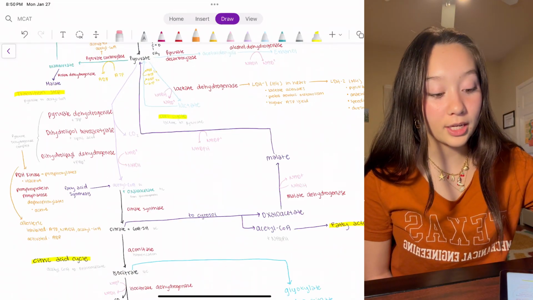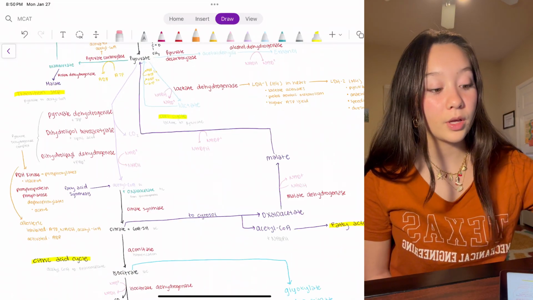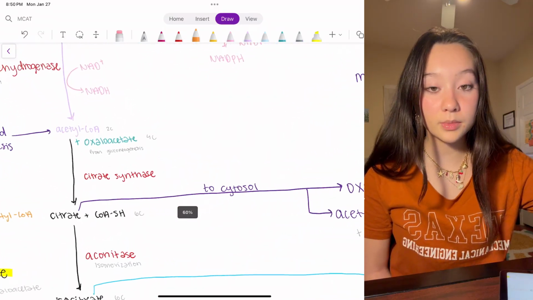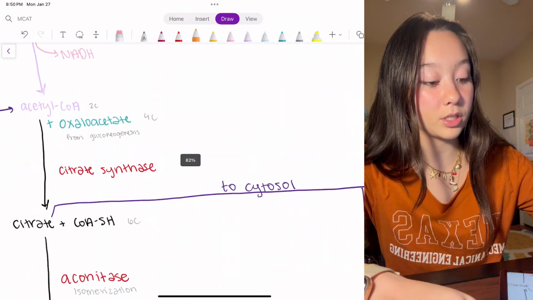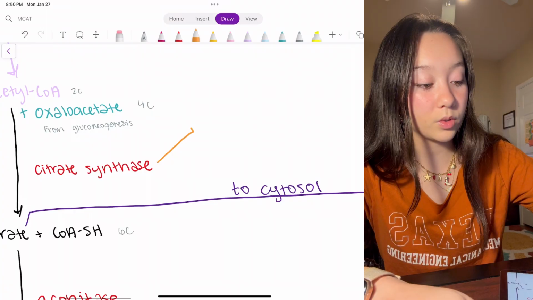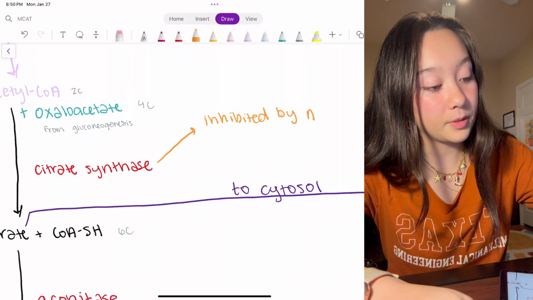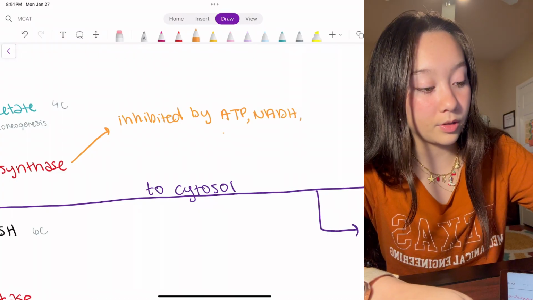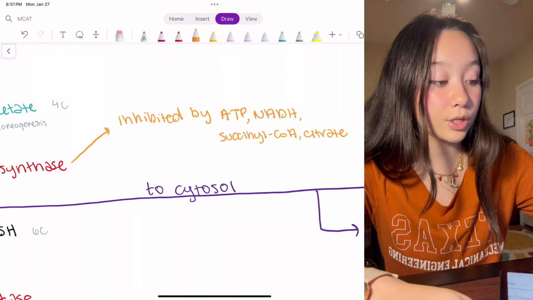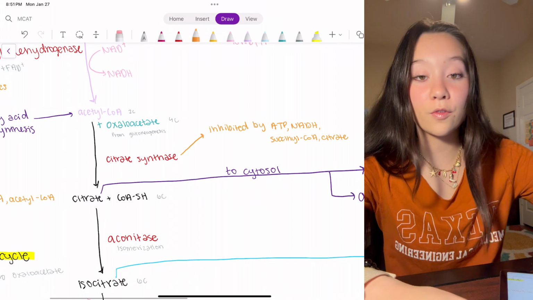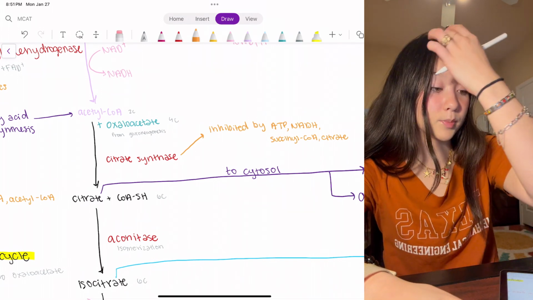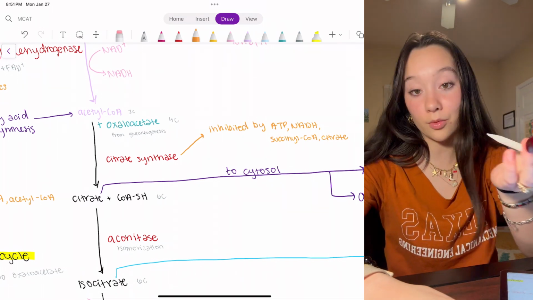Okay, moving on to the Krebs cycle itself, there's really only three enzymes that we're going to focus on. First is going to be citrate synthase. For this one, it's just inhibited by ATP, NADH, succinyl-CoA, and citrate. Now, this should also make sense because these are all further down products of this pathway. So if there's a lot of them, we're not going to want to make more.